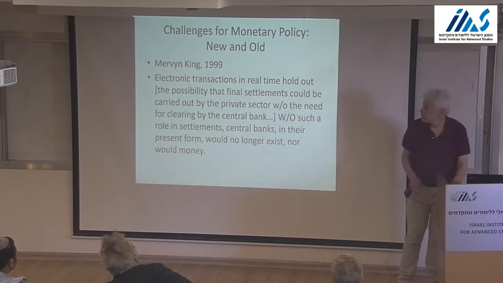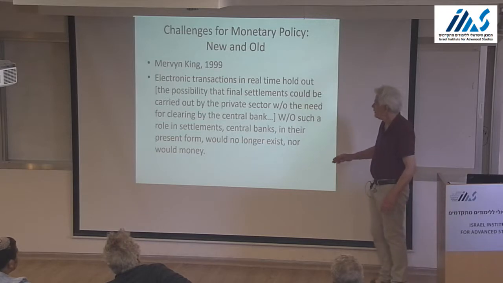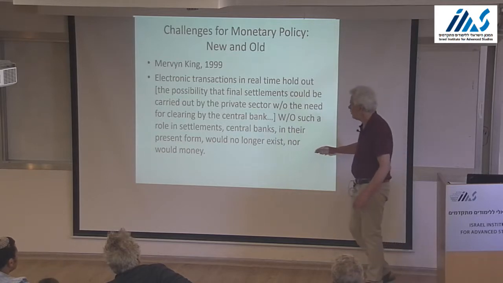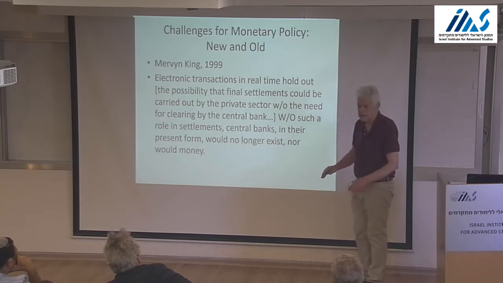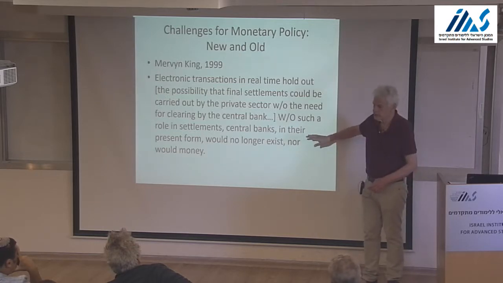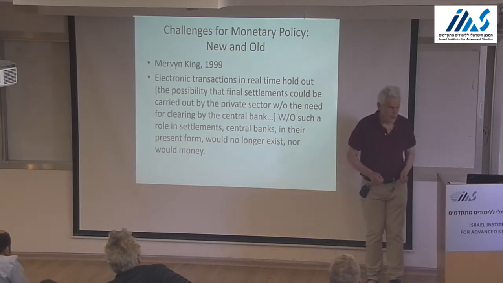He says, electronic transactions in real time hold out the possibility that finance settlements could be carried out by the private sector without the need for clearing by the central bank. Without such a role in settlements, central banks in their present form would no longer exist, nor would money. So keep in mind that just keeping ledgers of transactions and who owes whom more can eliminate central banks as we know them. And that's from the heart of the establishment.